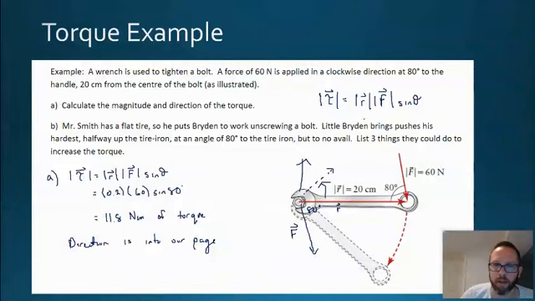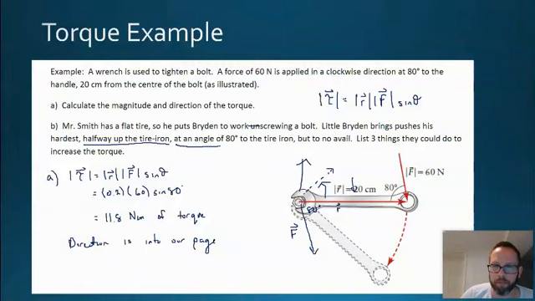So first, Bryden pushed halfway up the tire iron. If you want to maximize the torque, you don't push halfway up something, you push at the end. It's like opening a door. You push at the edge of the door. It's like cracking a nut on a tire. You push at the end of the tire iron. So that's what Bryden should do. He should push at the very end.